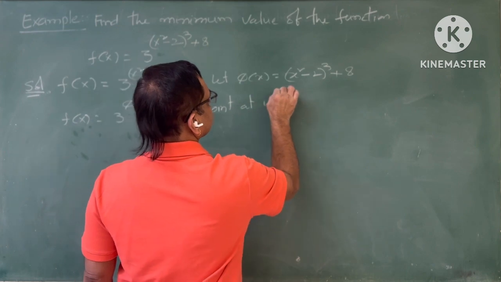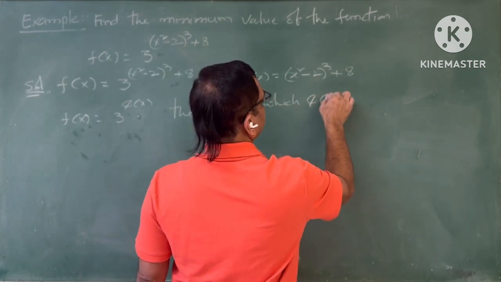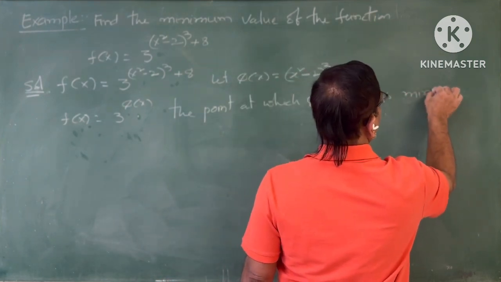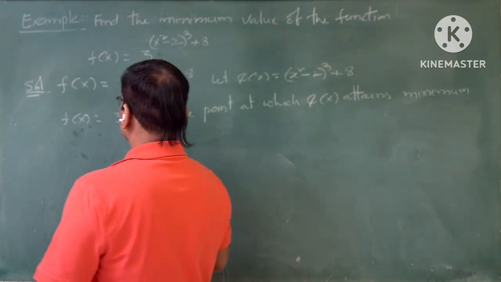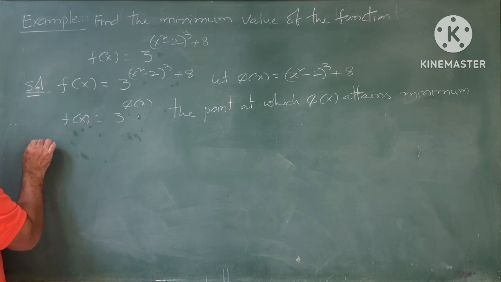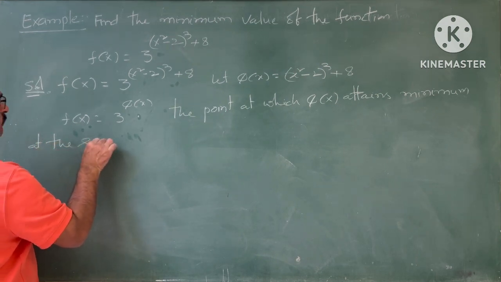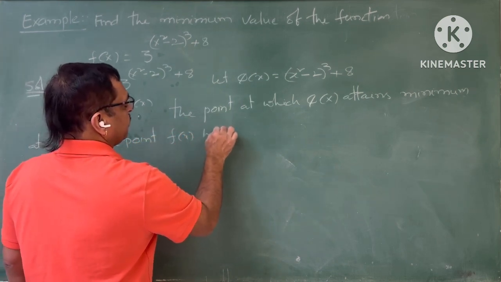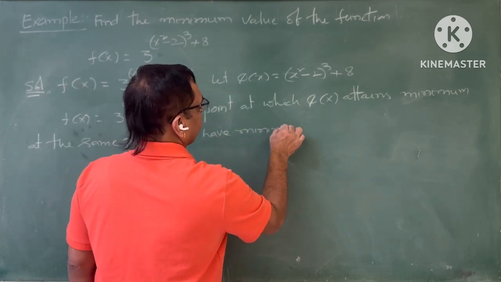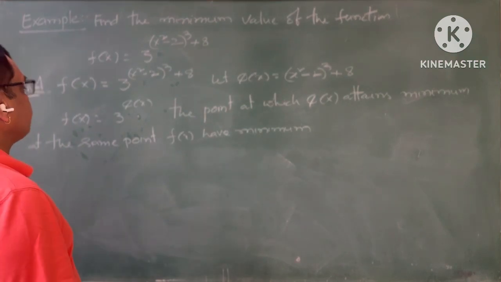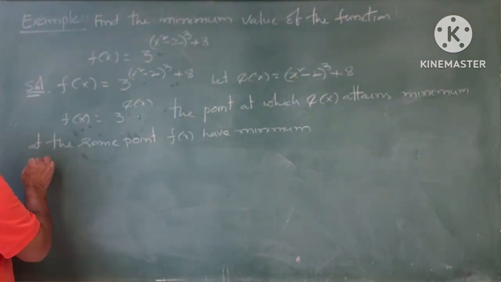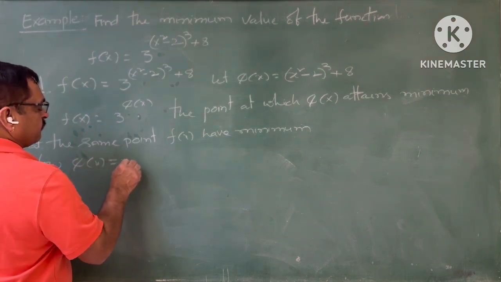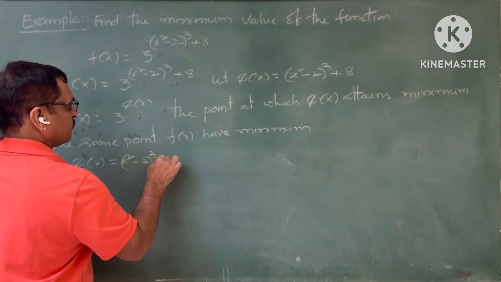Okay, so here the point at which phi of x attains minimum, at the same point f of x has minimum. Okay, so I'll try to find the minimum value of this function. So now here phi of x equal to x square minus 2 whole cube plus 8.